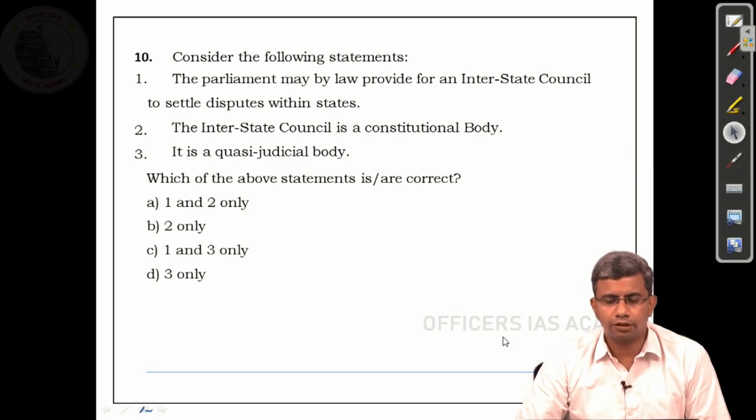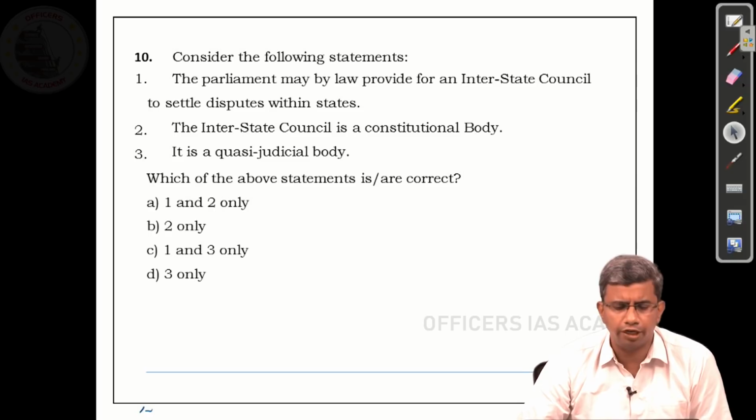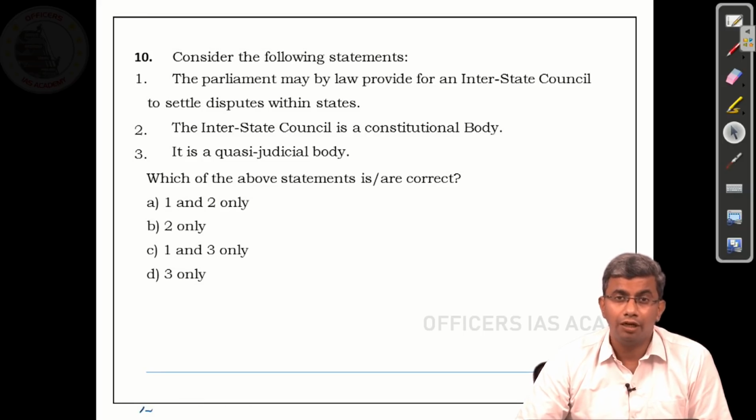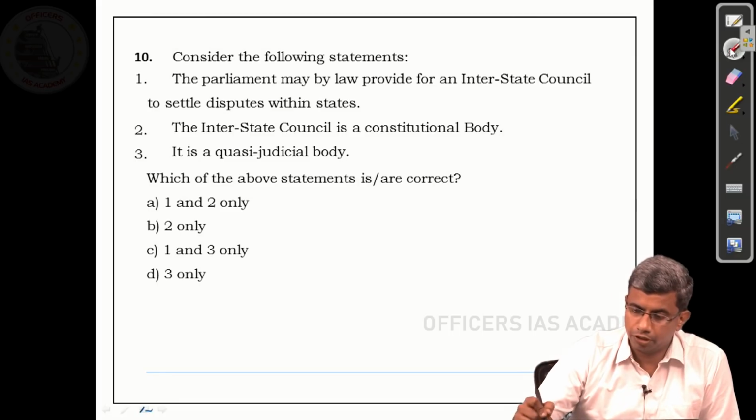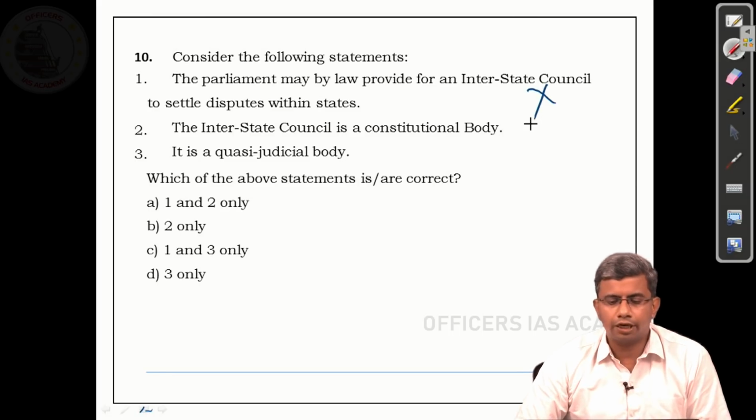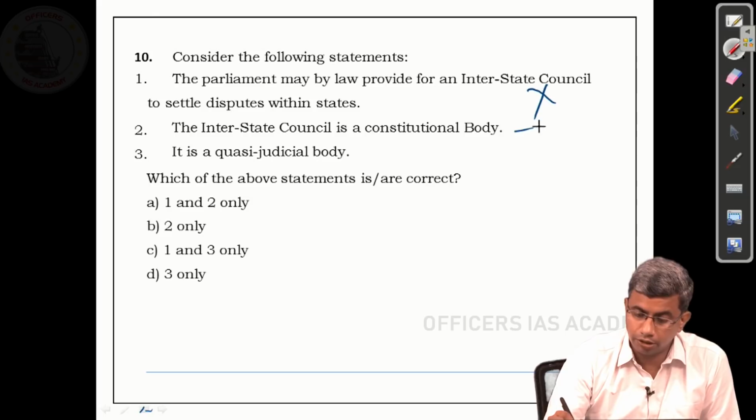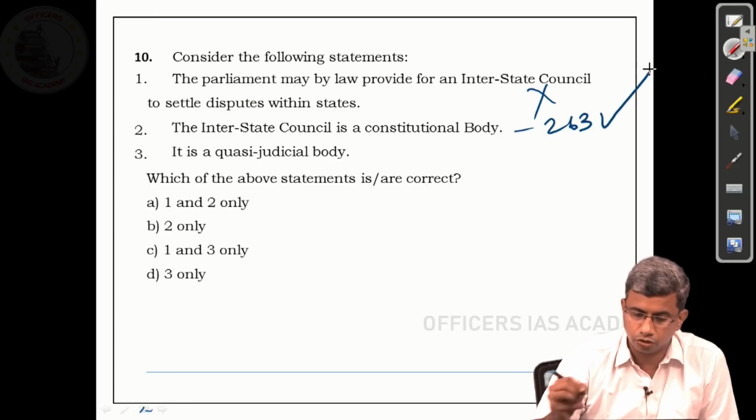Consider the following statements. The Parliament may by law provide for an interstate council to settle disputes within states. Article 263, interstate council. Whenever the president feels that a council can be set up, he can set it up. So the first statement is obviously wrong. The interstate council is a constitutional body. Yes, Article 263, it is a constitutional body.